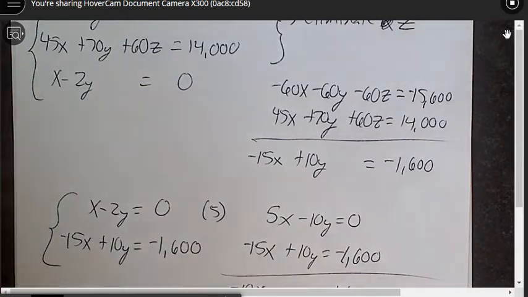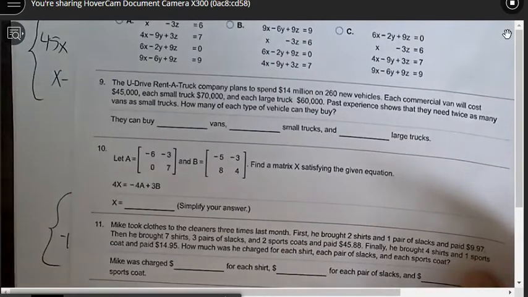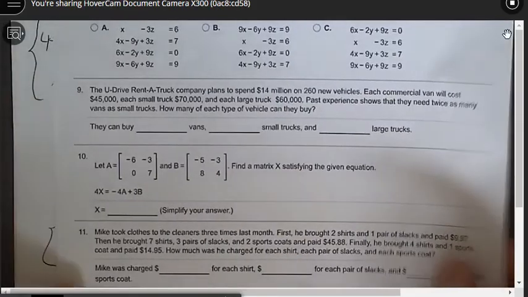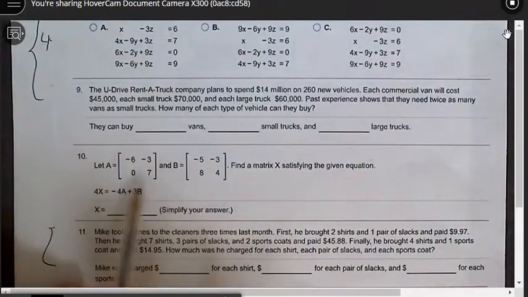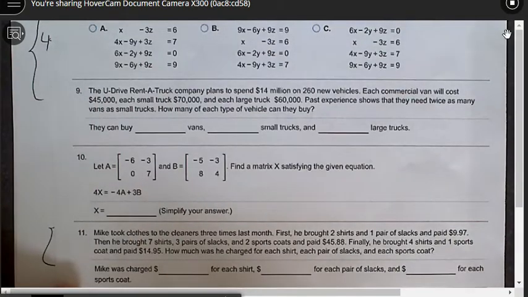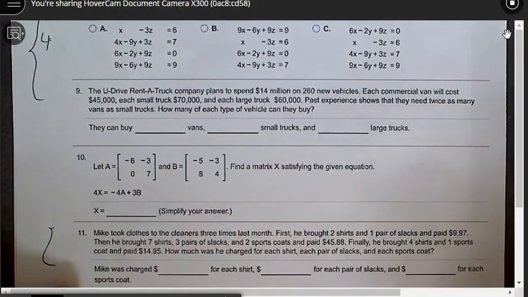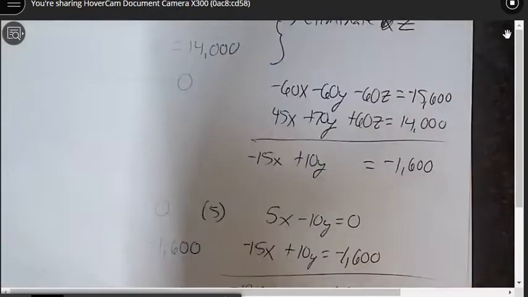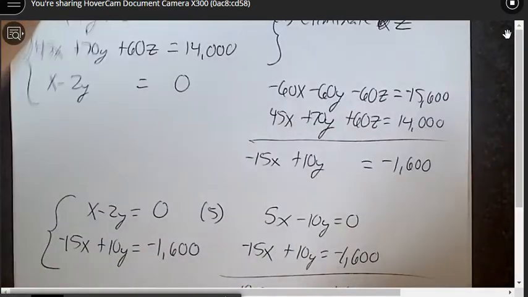Okay, let's see, number 10. Number 10 is basically the same thing as number 7. The only difference is in this case, you had to multiply by negative 4 and then add that to the 3b. So we'll just skip over that one for now. 11 is a little different word problem, so we'll go through this one and see what we have here.